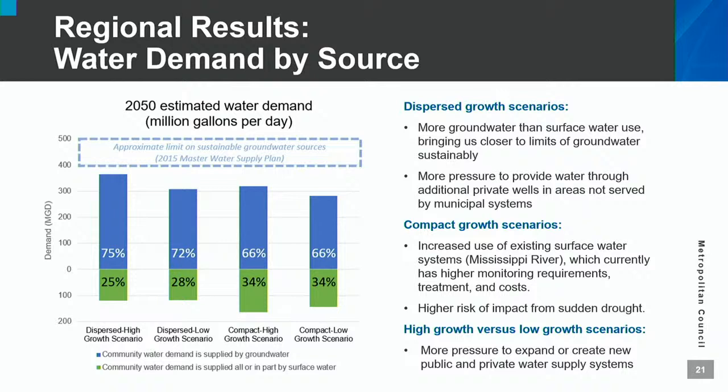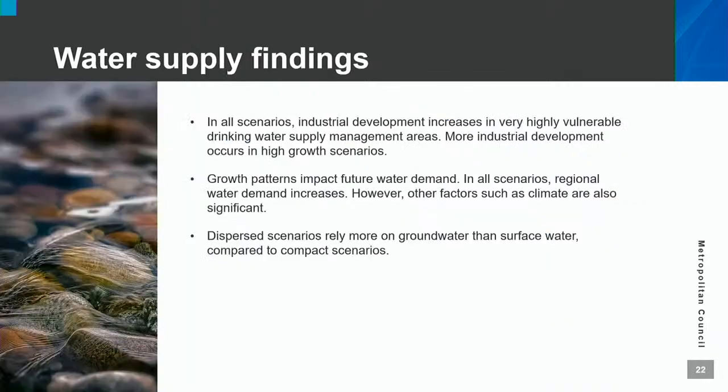In all of them, of course, the high growth scenarios are putting more pressure on our existing water supply systems, surface water or groundwater. So we're going to see more investments in expanding well fields, adding distribution pipe, increased treatment costs. I think there was a point earlier too, if we are expanding our systems, there's cost for that and the cost to maintain that in an ongoing way. So what I took away from this exercise was that in all scenarios, industrial development is increasing in those very highly vulnerable drinking water supply management areas.